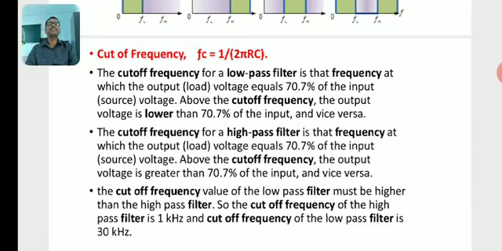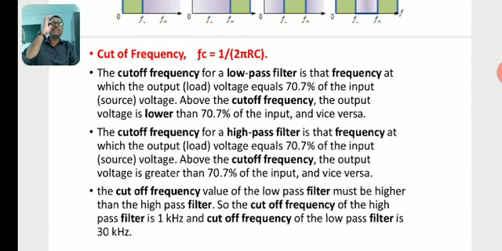Cutoff frequency fc is equal to 1 by 2 pi RC. The cutoff frequency for a low pass filter is that frequency at which the output voltage equals 70.7% of the input voltage. Above the cutoff frequency, the output voltage is lower than 70.7% of the input, and vice versa.